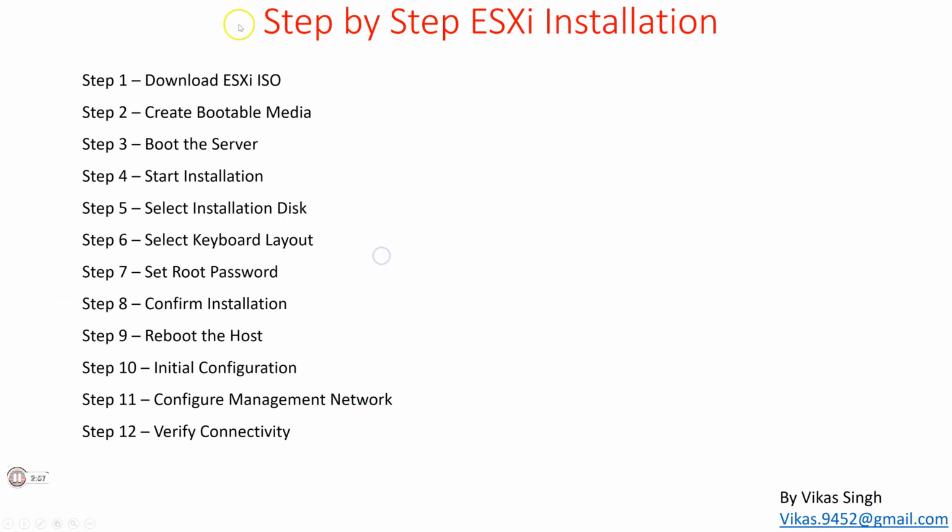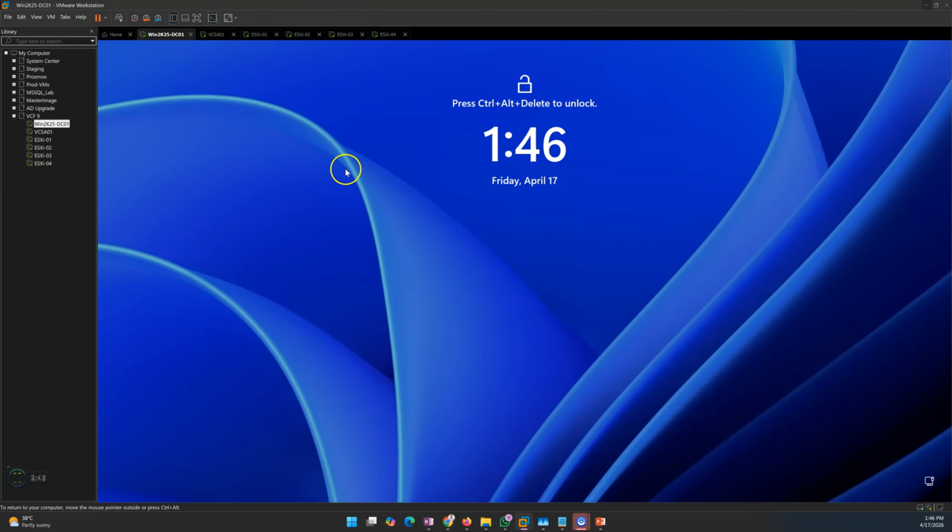Now this is the step-by-step installation process of installing an ESXi host. These are the steps. Download the ESXi image from the official VMware site, and then create a bootable media. If you are mounting on the console of a physical machine, you can also use the ISO file. Boot the server, start the installation, select the installation disk, select the keyboard layout, set the root password, confirm installation and reboot. Then do the initial configuration: configure the management network and verify the connectivity. So let's start and do this activity in the lab.